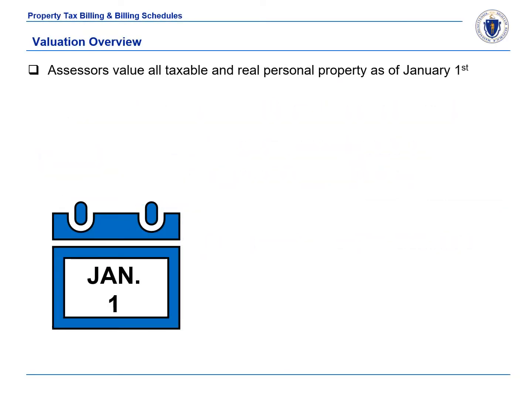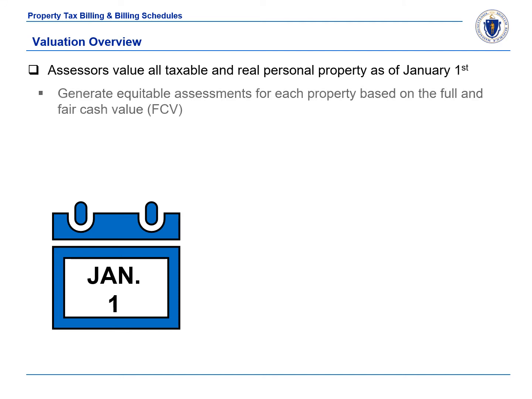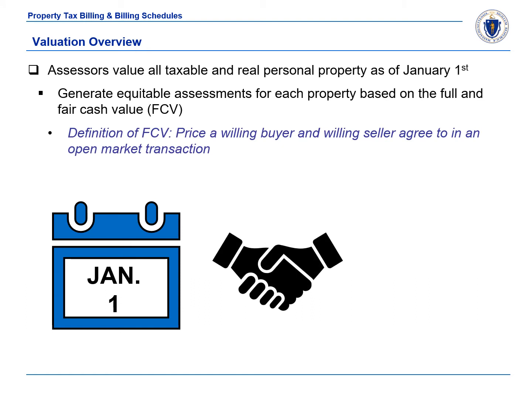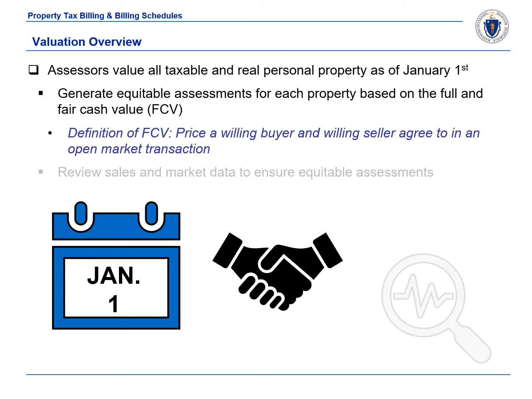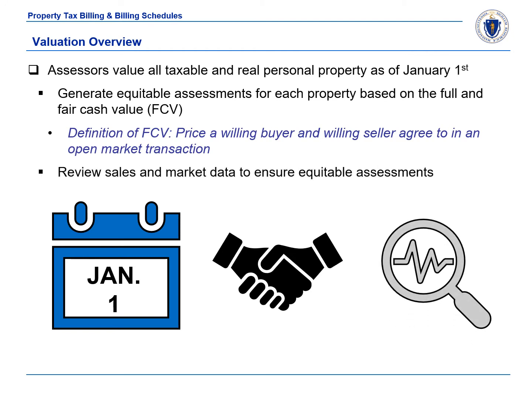Assessors must value all taxable real and personal property as of January 1st. As part of this process, assessors generate equitable assessments for each property based on the full and fair cash value. Full and fair cash value is defined as the price a willing buyer and a willing seller agree to in an open market transaction. Assessors review sales and market data to ensure equitable assessments.